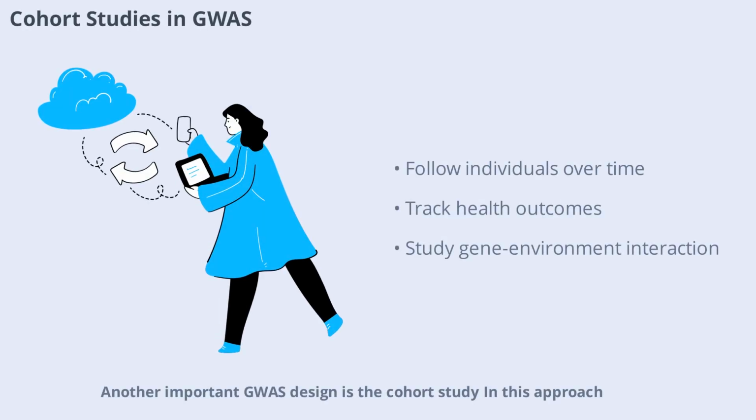Another important GWAS design is the cohort study. In this approach, a group of individuals is followed over time, and their genetic data is collected alongside information about their health and lifestyle. Researchers track who develops certain traits or diseases and look for genetic differences that might explain these outcomes. Cohort studies provide valuable insights into how genes and environment interact over a person's lifetime.